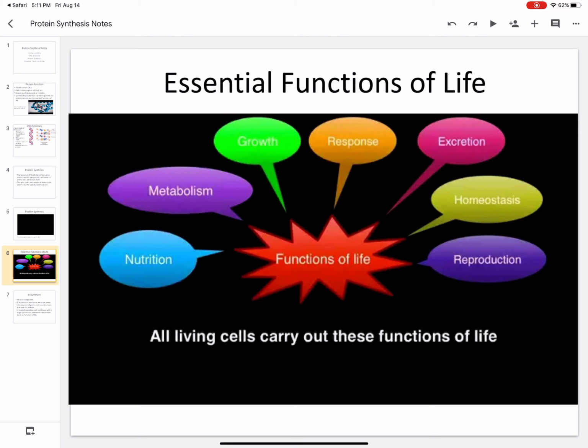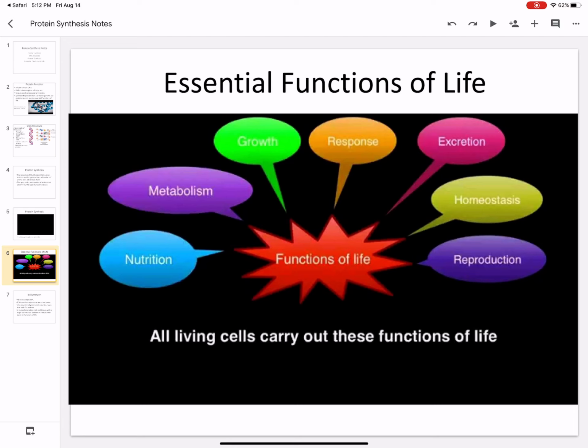Same thing with a virus. You're thinking about the COVID-19 virus. Any virus is not considered to be alive. It meets a lot of these things, but it doesn't meet all of them. So for example, a virus doesn't go through metabolism. What it does is it hijacks a cell. It will attach to one of your cells.